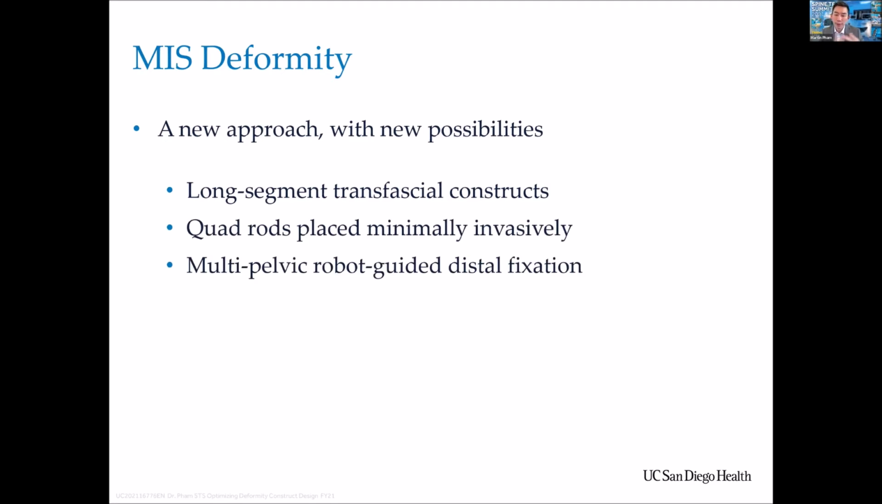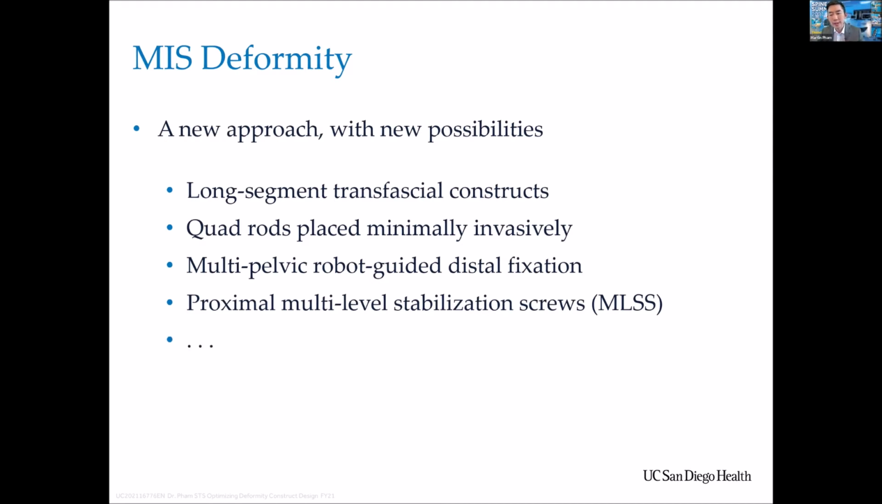You can do multi-pelvic, robotically guided distal fixation, proximal MLSS screws, which are transvertebral screws meant to preserve the posterior junction and the posterior ligamentous complex to reduce PJK and PJF, and all of these new things that were either not possible before or exceptionally prohibitive before. And this is essentially that leading edge of innovation and disruption, and will be exceptionally controversial, but opens up the idea of possibilities that just weren't possible before.